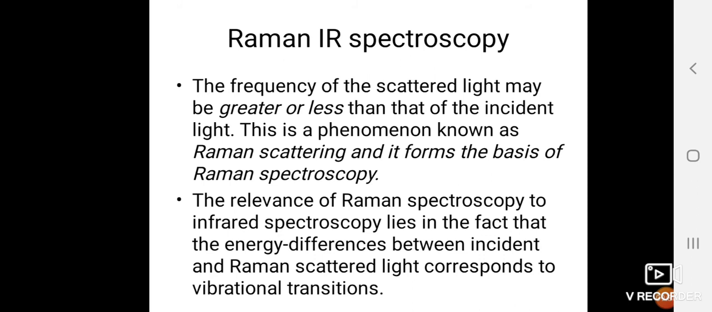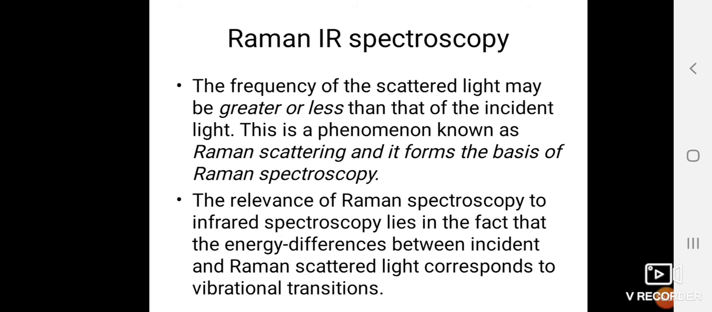And another type of IR spectroscopy is Raman IR spectroscopy. The principle of Raman spectra is all about the scattering of light. Here the frequency of scattered light may be greater or lesser than that of the incident light. This phenomenon is Raman scattering or Raman spectroscopy.